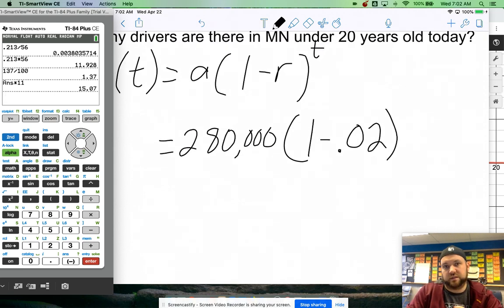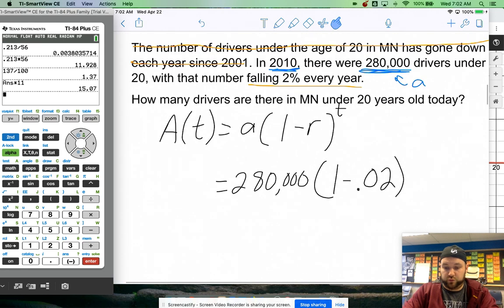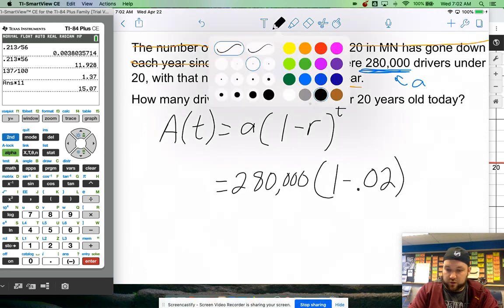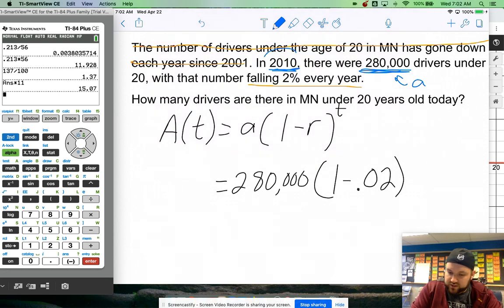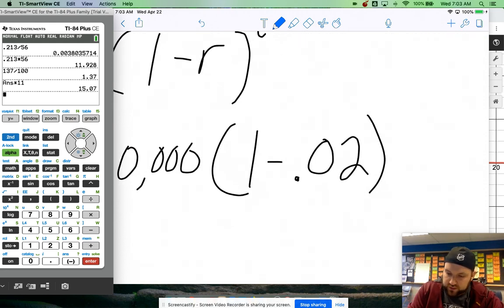And this is the part where you got to think through a little bit. Our start value that we were given of 280,000 was in the year 2010. The question is, how many drivers are there in Minnesota under 20 years old today? Well, we're in the year 2020, or whatever year you're watching this video. Okay. And so currently, as I sit here right now recording this, this is 10 years later. I am currently in the year 2020, 10 years after the 280,000. So I'm going to raise to the 10th power.